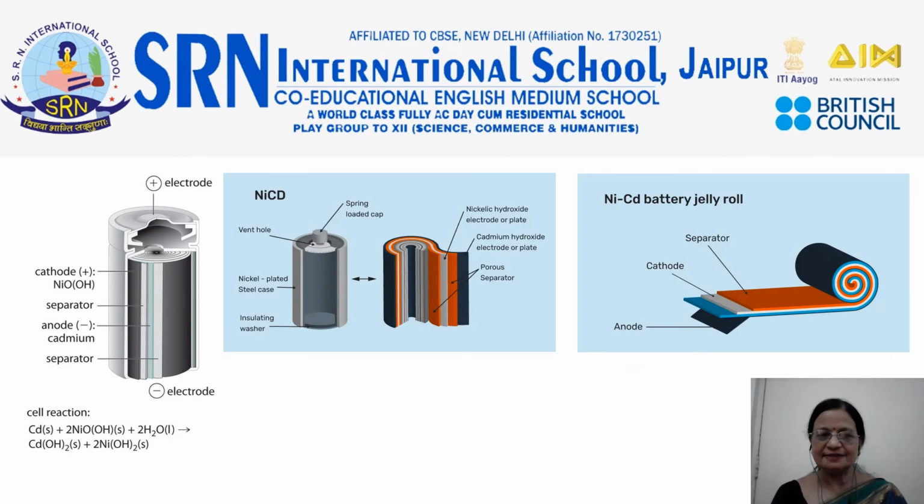Another secondary cell is the nickel cadmium cell, and here the anode is cadmium hydroxide and the cathode is nickel hydroxide, both separated by separators, and it is in the form of a jelly roll. The redox reaction takes place and energy is released, which is converted into electrical energy. After it gets discharged, recharging takes place and the reverse reaction occurs.